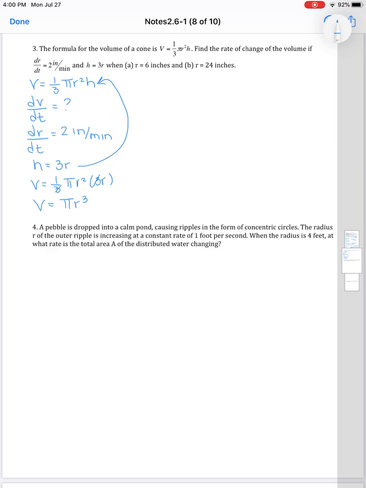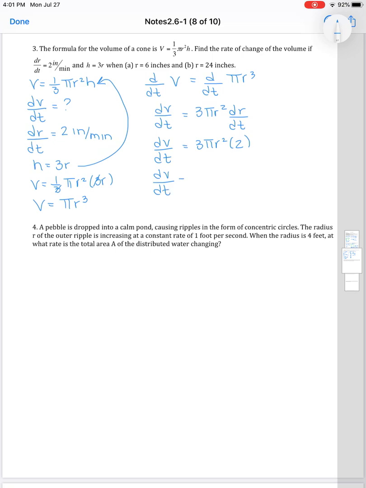So the extra piece that comes in number 3 is we have another variable, a third variable thrown in there. You can only have 2 variables that you can work with at a time, so you can't have 3. So the first thing we're going to do is sub the 3r into the actual equation itself before anything happens. So I have 1/3 pi r squared times 3r. The 3's cancel, and my new equation is going to be pi r cubed.